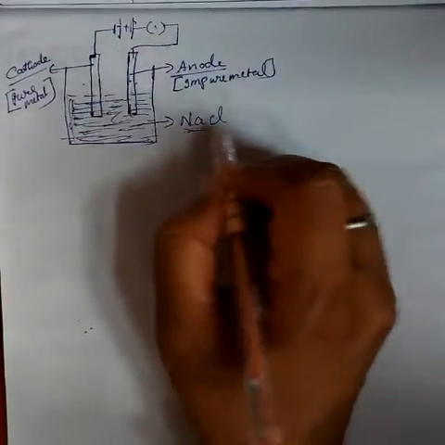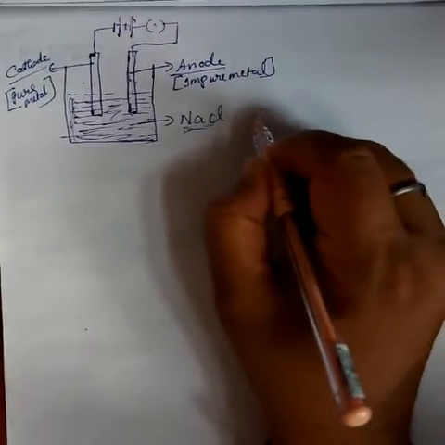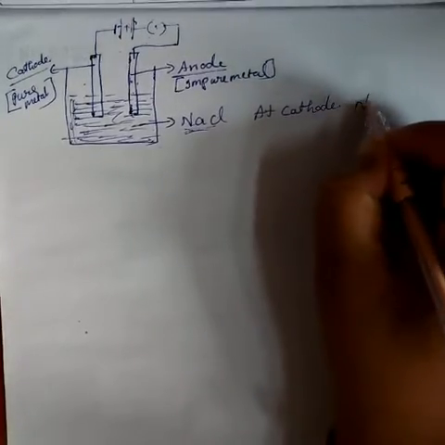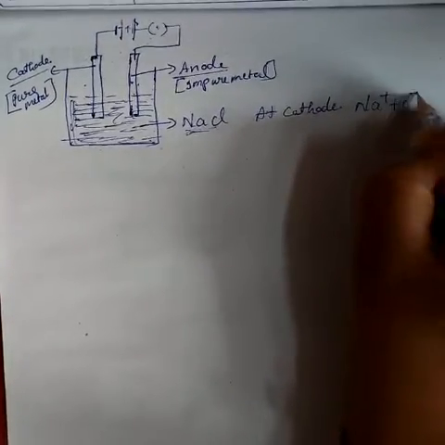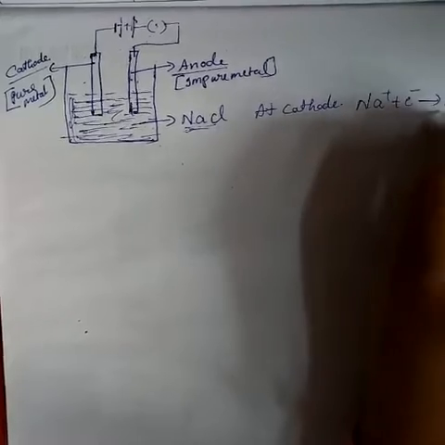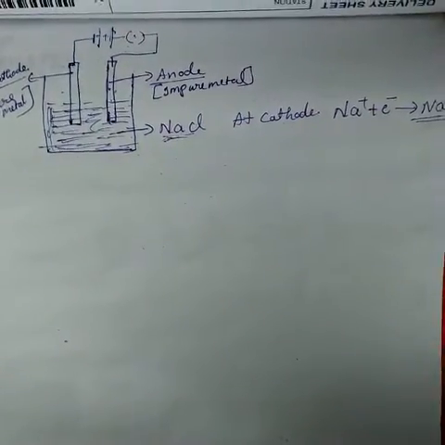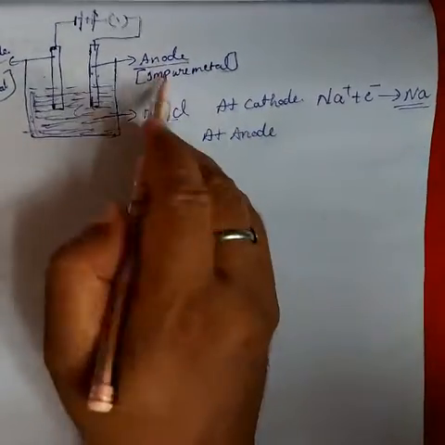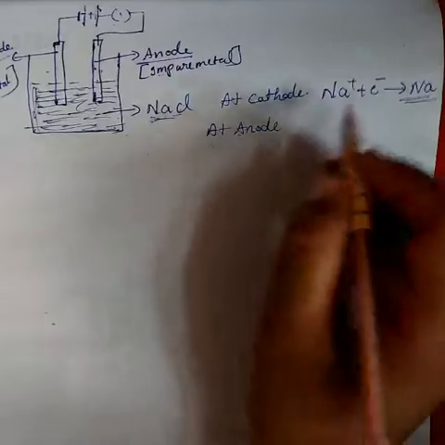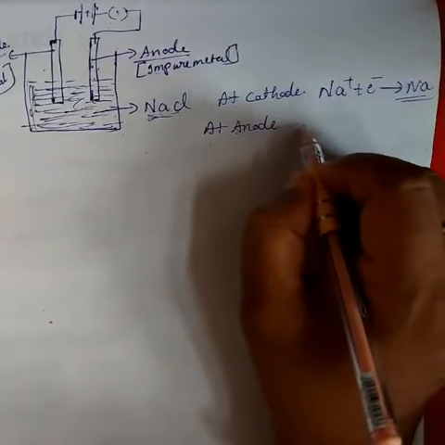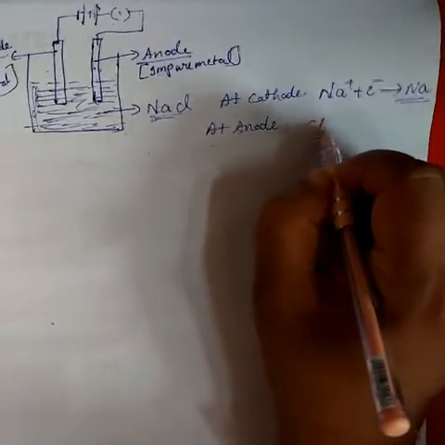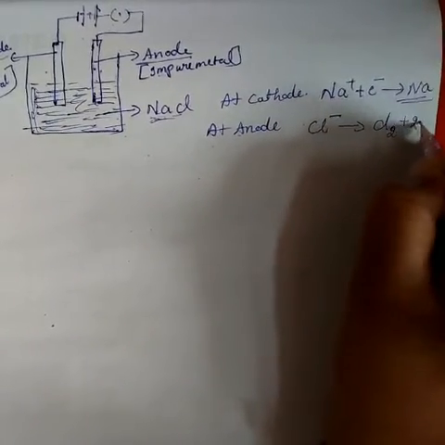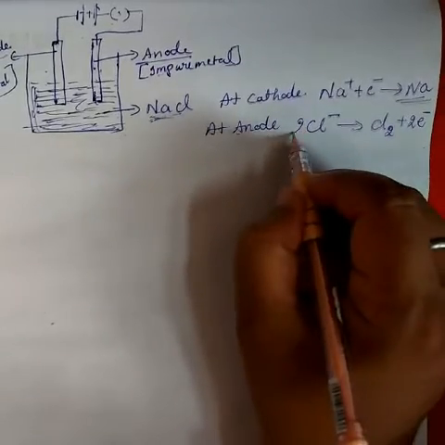Okay, we have taken NaCl. You write the equation like this also. At the cathode, Na+ plus e- gives Na. It gains one electron, that's why sodium is formed at the cathode. I already told you that at the anode the impure metal is there. At the anode, the non-metal Cl- gives Cl2 plus 2e-. So to balance it, that 2 comes.